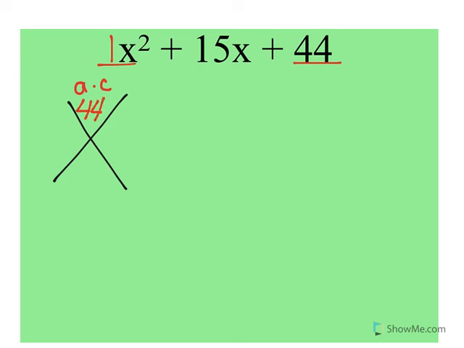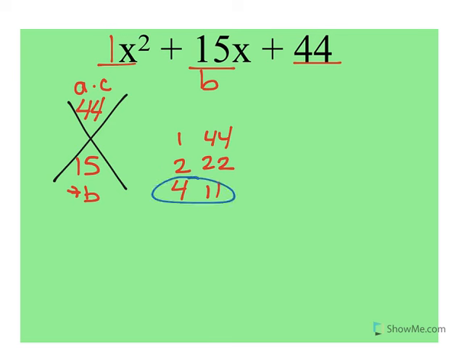So I need two numbers that multiply to 44. The same two numbers must add to b, which is 15. So two numbers that multiply to 44. Well, 1 times 44, 2 times 22, and 4 times 11. Can you think of a pair that would add to 15? I'm hoping you saw that 4 plus 11 is 15, and 4 times 11 is 44. So our answer is simply x and a positive 4 times x and a positive 11.